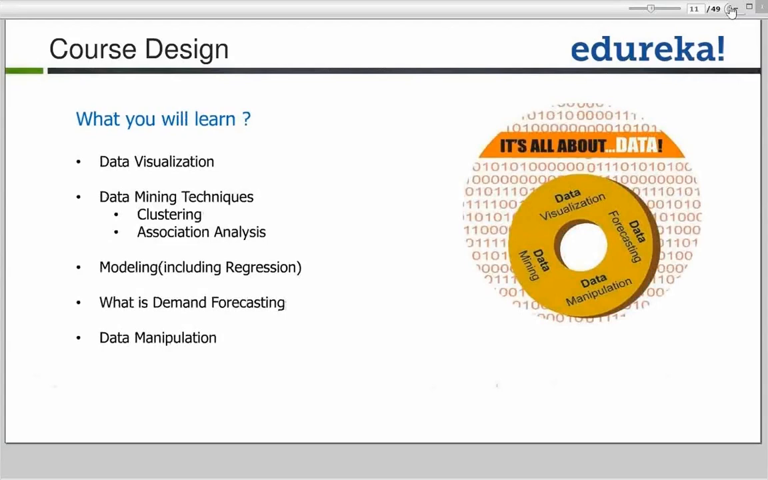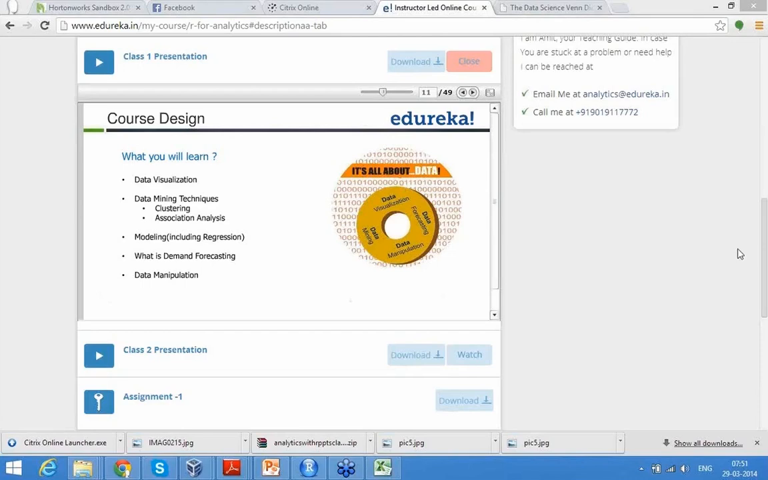Some of the standard data mining techniques which you may be aware of, clustering, association analysis, can be easily done in R. There are packages which enable you to do that. So we will look into that. Maybe a bit later in the program, after the first couple of weeks, we will look into how we can do clustering, how we can do association analysis.